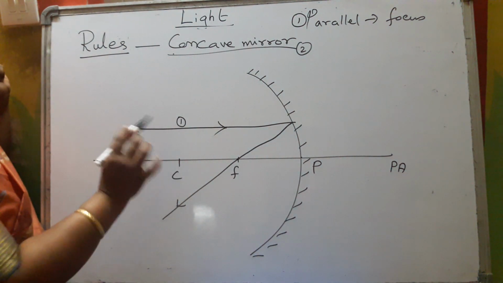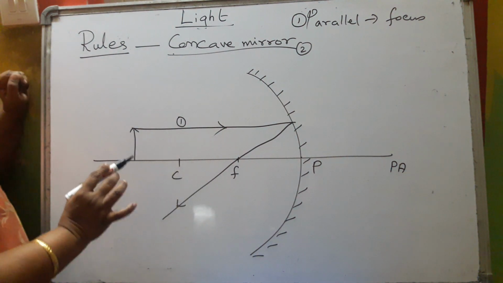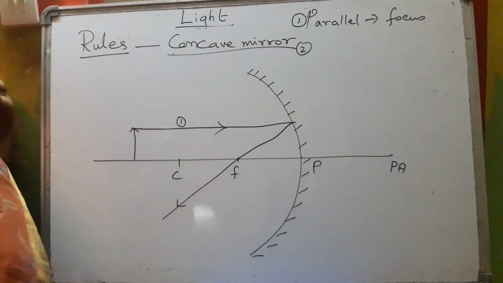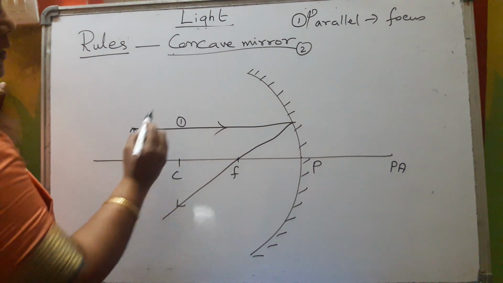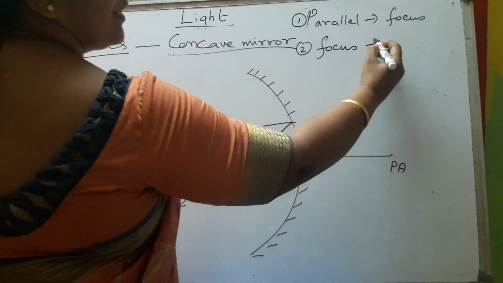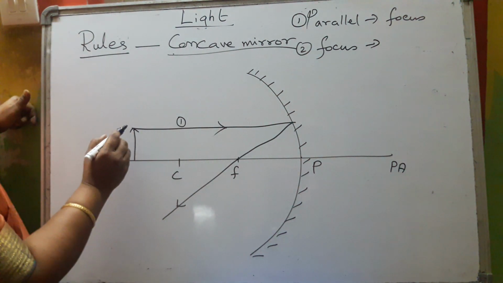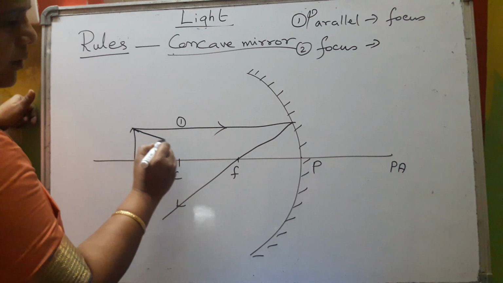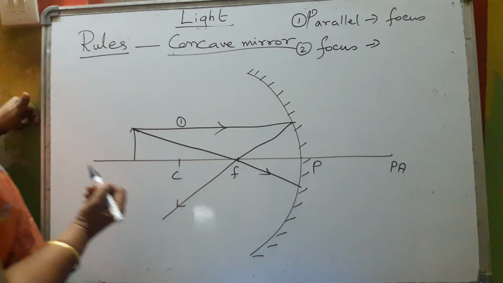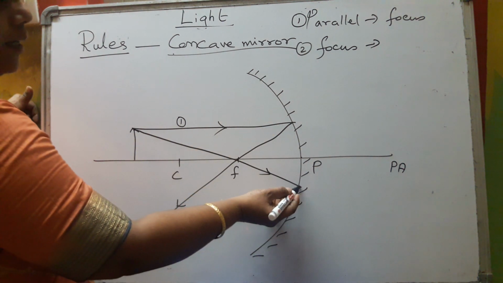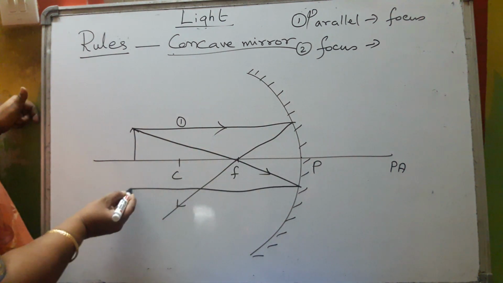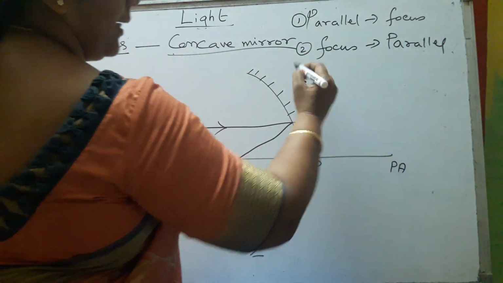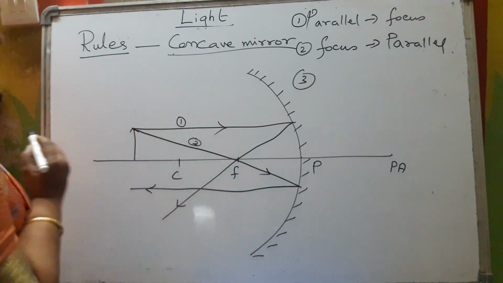Second ray, I will sketch all 3 in the same diagram, children. So second ray: if the incident ray passes through focus, always draw the ray from the tip of the object. I am going to draw it from here. If it goes through F, the reflected ray has to go parallel to the principal axis. This is going to be my second rule.